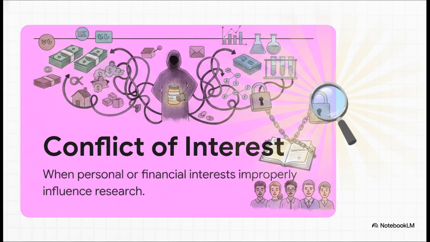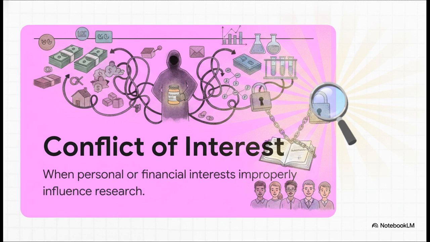This occurs when a researcher has personal, financial, or institutional interests that could improperly influence their study. Think about, for example, a researcher receiving heavy corporate funding from a major fast food company to conduct a study on, say, childhood nutrition. Now, it's important to clarify something.